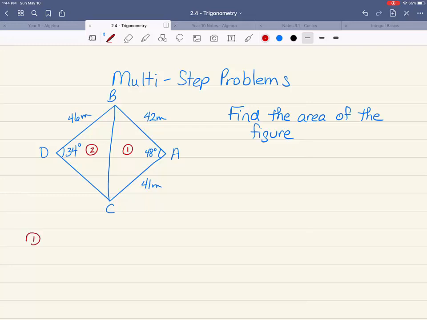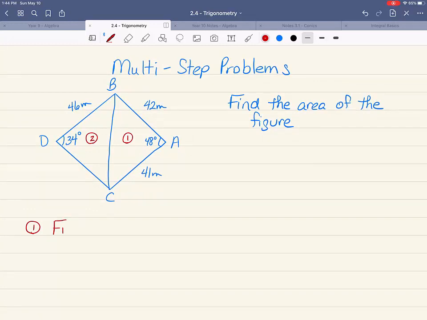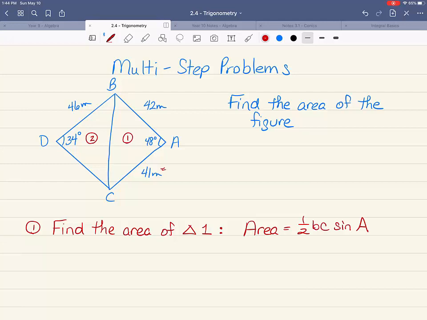So the first thing we're going to do is find the area of triangle 1. And the way we're going to do that is we're going to use the area formula, which is 1/2 BC sine of angle A. Now I labeled my figure the way that it would work to get those angles to be the way they need to be. Angle A is the angle I need to know, so I did put the A right where the angle is that I know. The side across from the B is the 41, so this is side B, and this is side C.